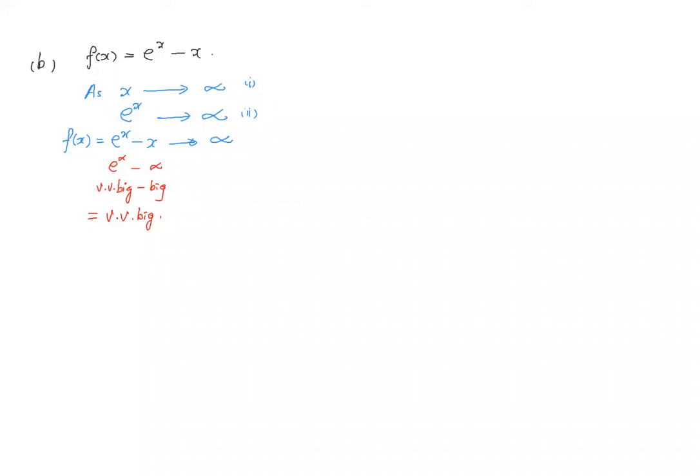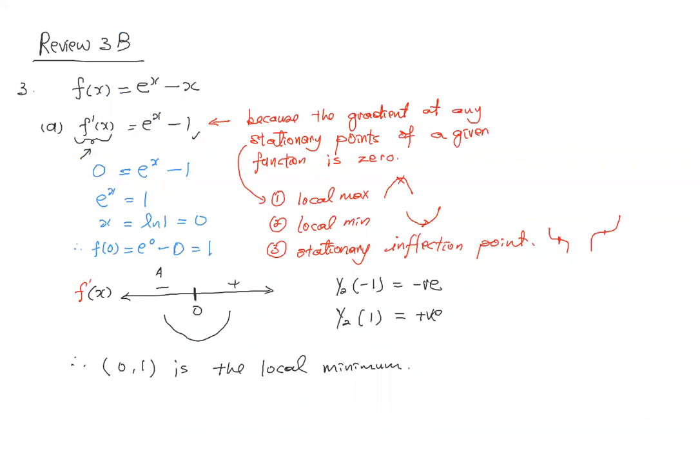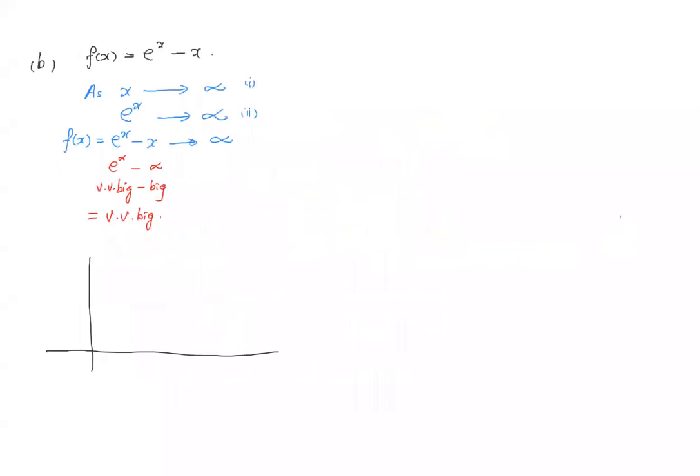So as you know the graph, just now we have the local minimum as (0, 1). Correct? Our local minimum is (0, 1). So it will go like that, because for x greater than 0, it is positive. So this is y equal to e to the power x minus x. So that is how I imagine my graph, although this is not part of the question.